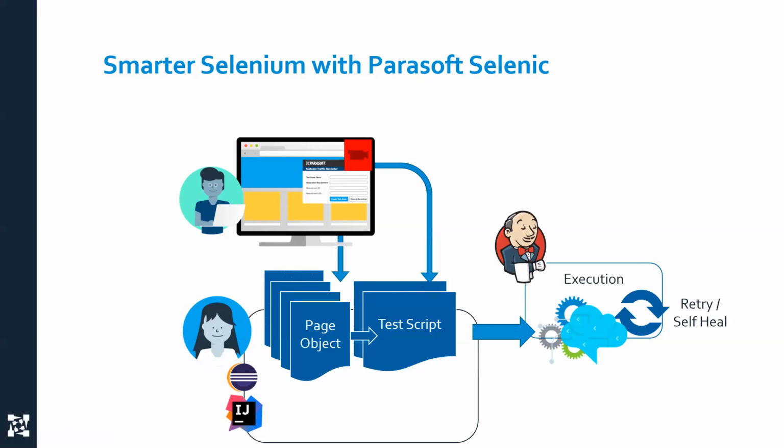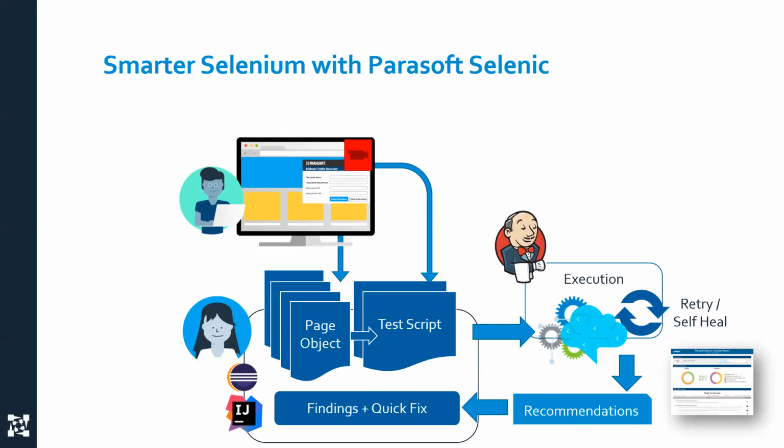So Parasoft Selenic gives us the ability to analyze those tests at runtime, and then we're able to self-heal when those tests fail and pass recommendations back into the IDE plugin to help streamline the updating of those tests. It's very key here that when Selenic is running the self-healing, it is not editing the script. You need to have a human in the loop to make sure that you're making the right changes to the test script, and so that you have visibility as to what's going on as a whole.